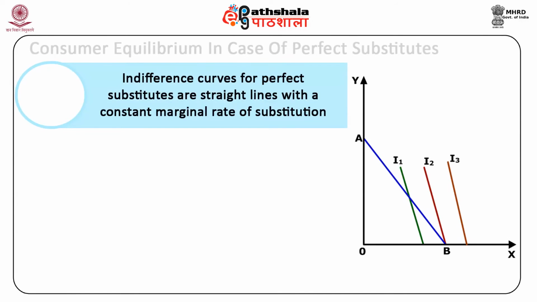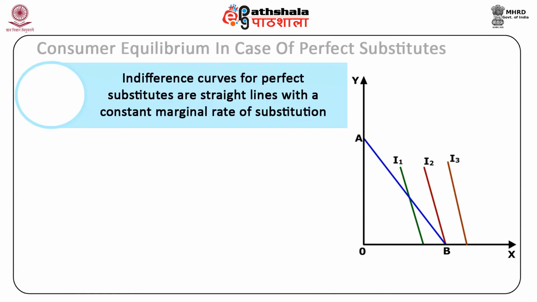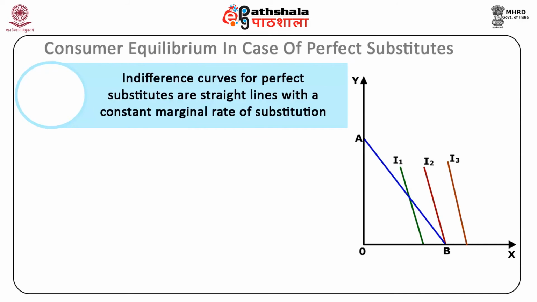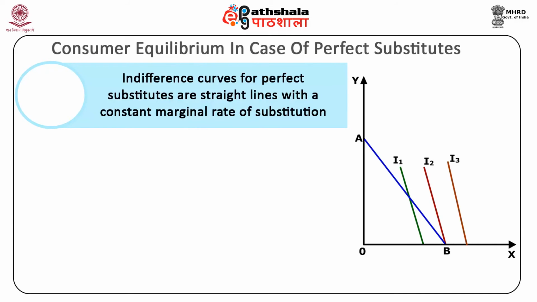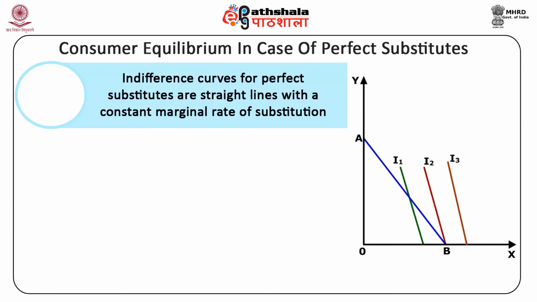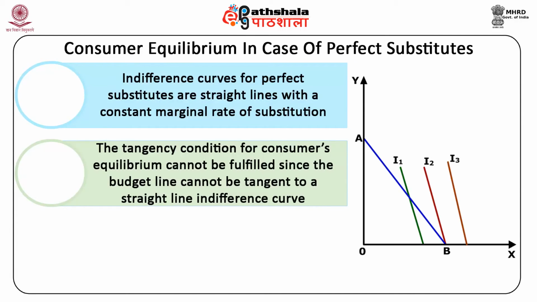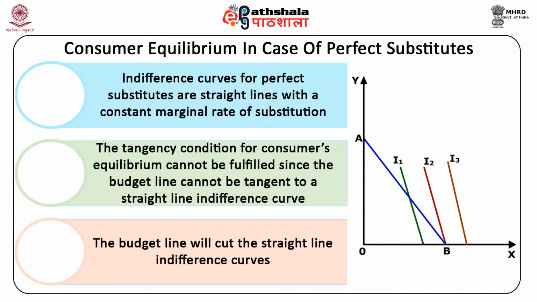Indifference curves for perfect substitutes are straight lines with a constant marginal rate of substitution. In this case, the tangency condition for consumer's equilibrium cannot be fulfilled since the budget line cannot be tangent to a straight line indifference curve. As shown in figure 7, in this situation, the budget line will cut the straight line indifference curves.